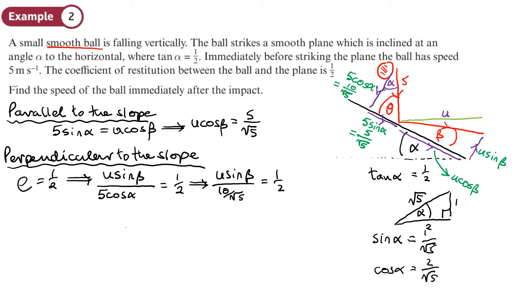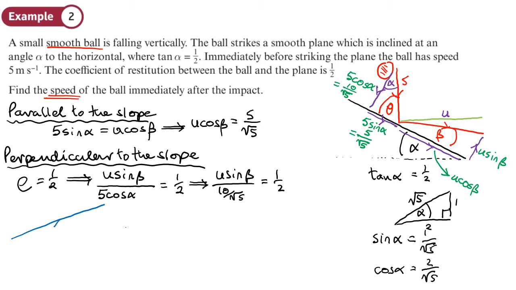Now, since this question is saying find the speed of the ball after the impact, we need to know what this part is and this part here, and do Pythagoras on it. So we want to know what this component is, so that we can find this part here, which means doing Pythagoras on this and this. I'm going to draw a little diagram over here at the side to try and explain what it is we're trying to find.